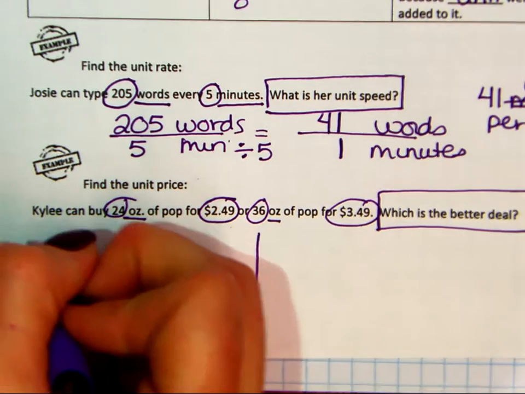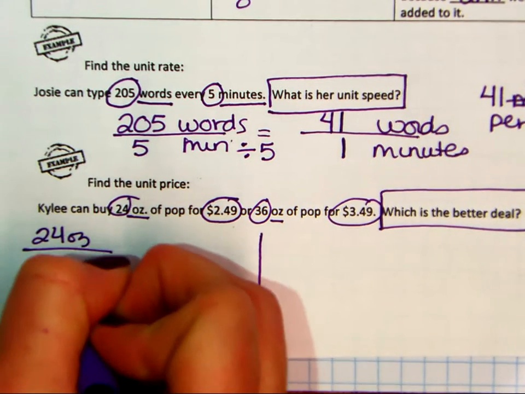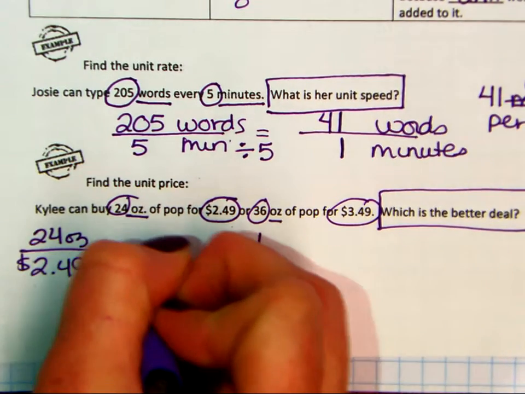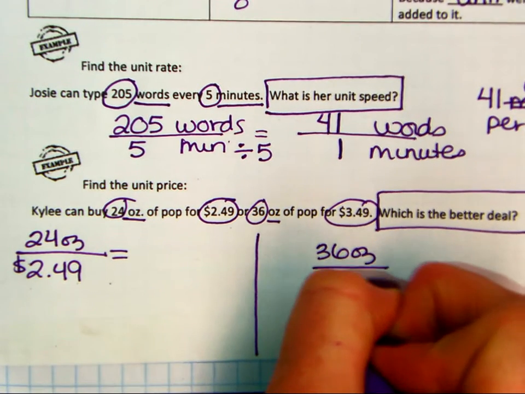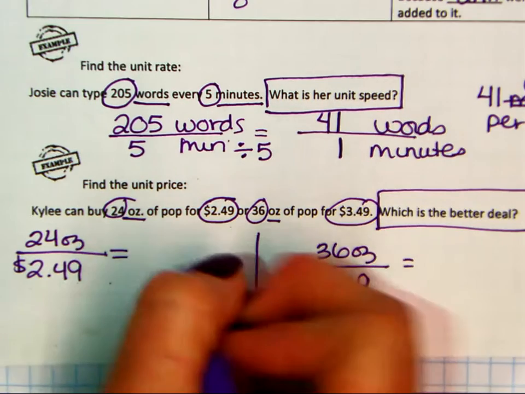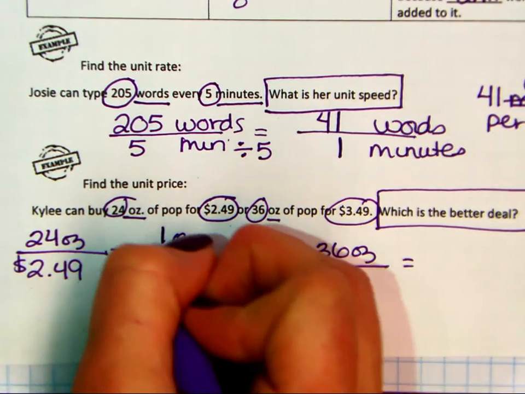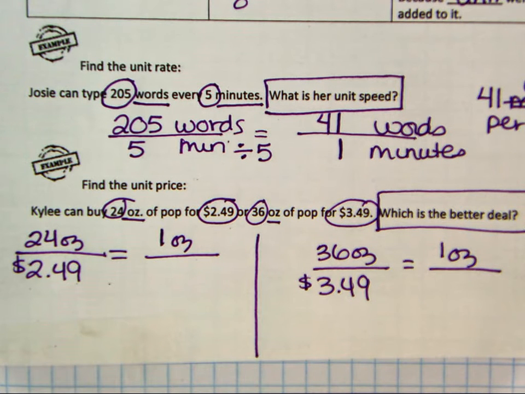And we're going to do 24 ounces for $2.49. And we're going to do 36 ounces for $3.49. And we want to find out what 1 ounce would be on each of these to see which one is the better deal. Now, for these type of problems, I, believe it or not, at times will allow you to use a calculator because honestly, if you were at the grocery store, you would be using a calculator to solve this.